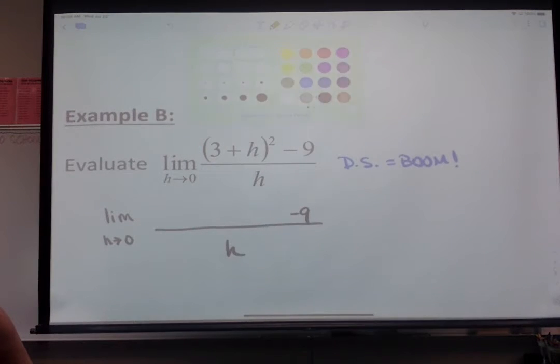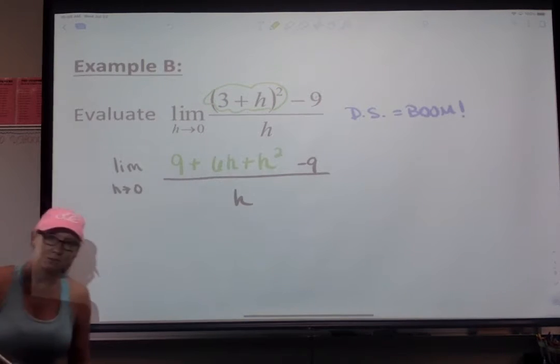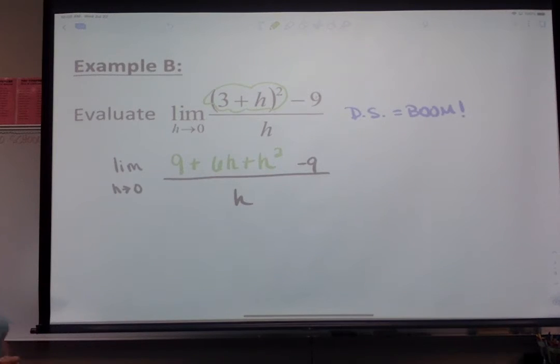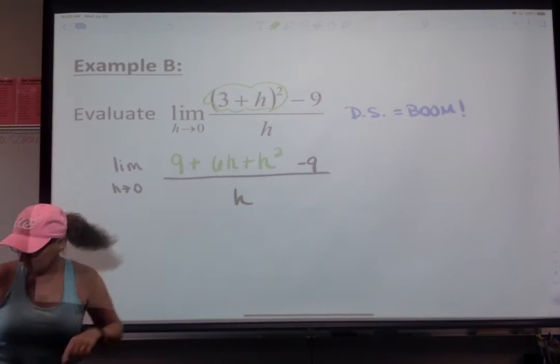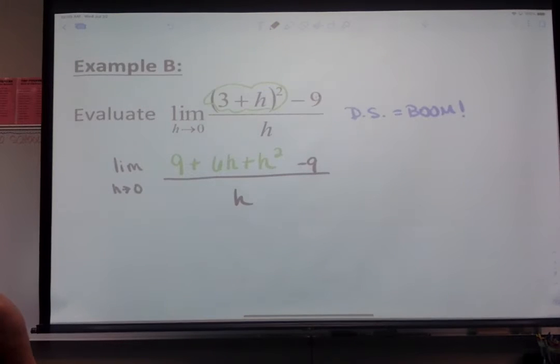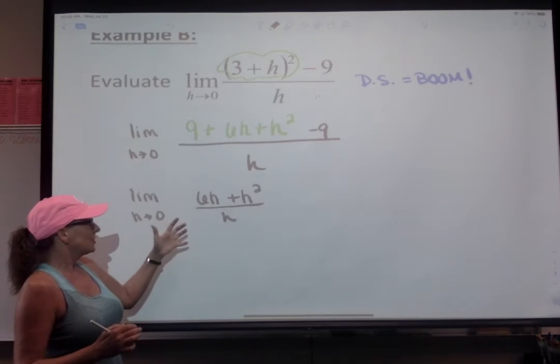Okay, so I'm going to FOIL this, and I get 9 plus 6h plus h squared. Please tell me you can do that in your head. All right, so I FOILed that out. Now, I see that I can collect some like terms here. Limit as h approaches 0. My 9's cancel, so I've got 6h plus h squared all over h. And I think I can go ahead and cancel.